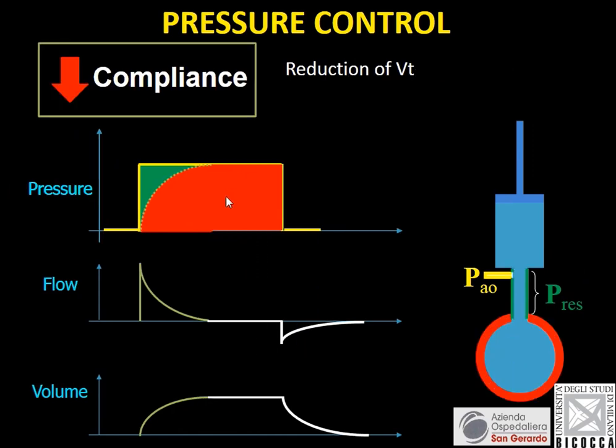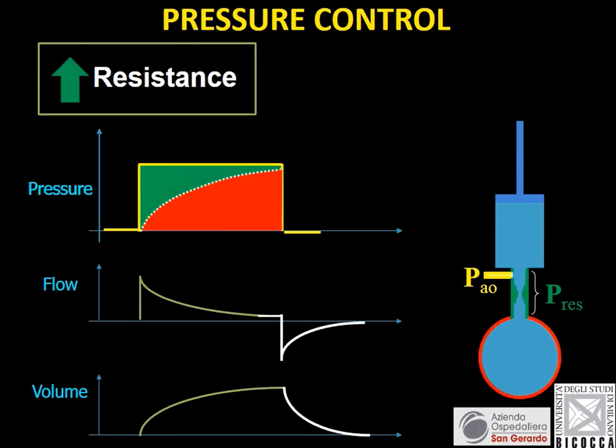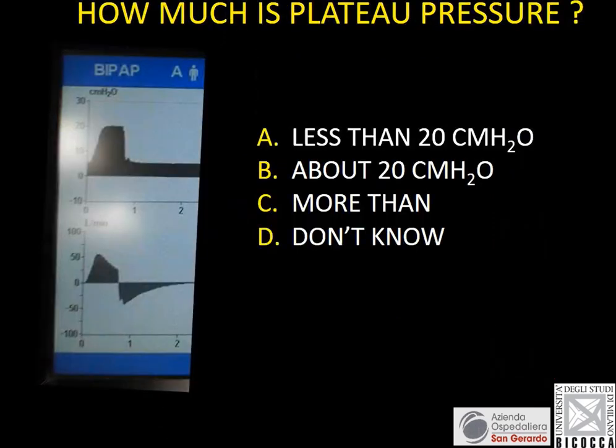At variance from volume control ventilation, if the mechanical properties of the respiratory system change, this will lead to a change in the tidal volume. So, for example, a reduction of compliance will necessarily lead to a reduction of tidal volume if we work in pressure control ventilation, and an increase in resistance might or might not lead to a change in the tidal volume according to this principle.